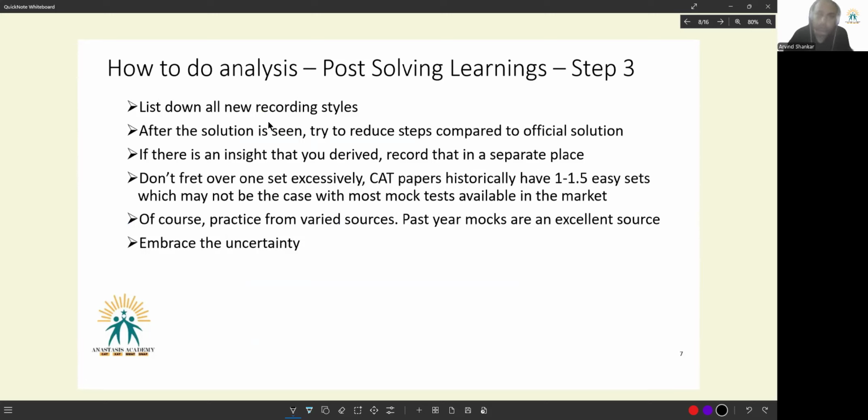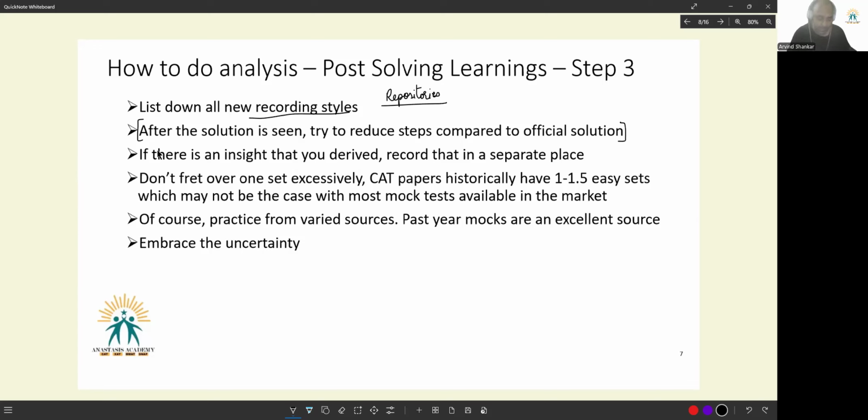If you come across new recording styles that you were previously unaware of, keep a record of it. We've talked of repositories earlier. New recording styles, new language instructions, all of that. After the solution is seen, try to reduce steps compared to the official solution. Could I have done something that would have made my task easier? Could I have reduced the steps?